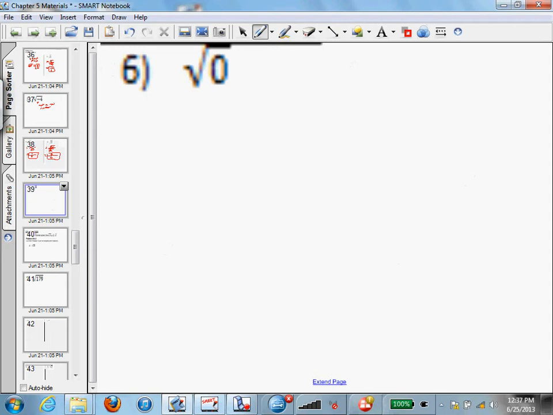Also, it's important to note that 0, because 0 squared is 0. So to do the inverse operation of a square, the square root, you're just going to get 0.